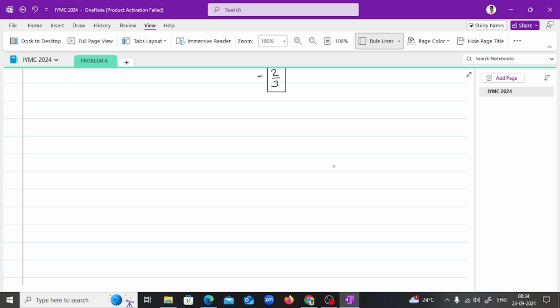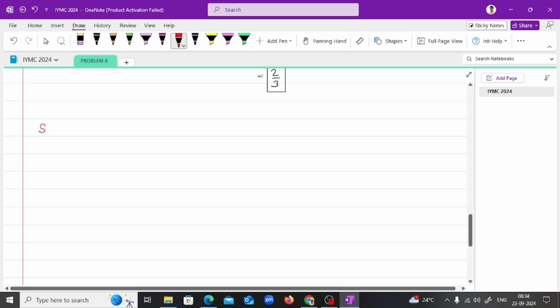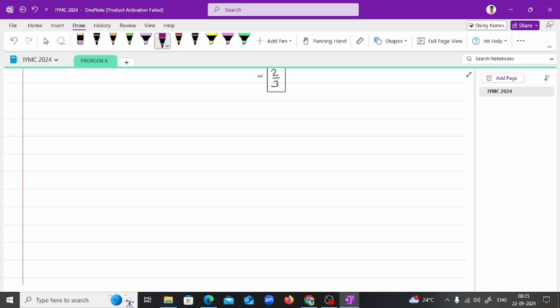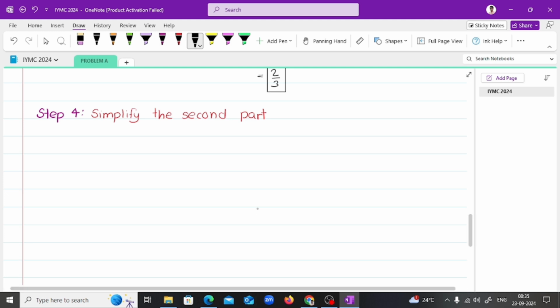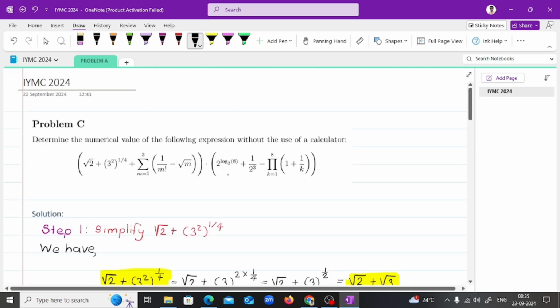So step 4. Step 4 will be simplifying the second part. Simplify the second part. Okay, so the first term from the second bracket is 2 raised to log 8 to the base 2.